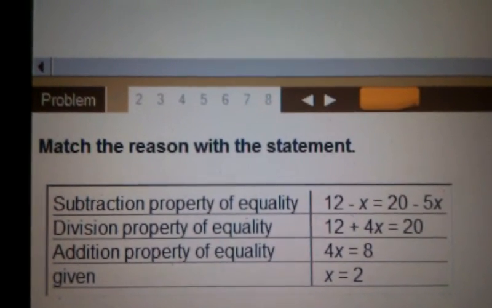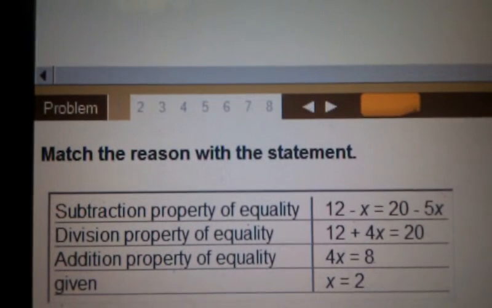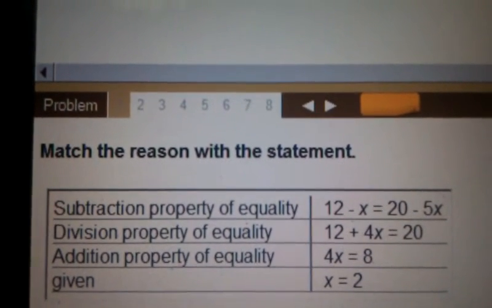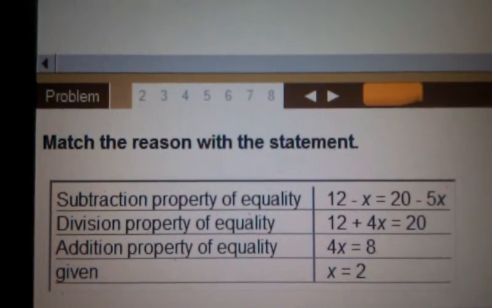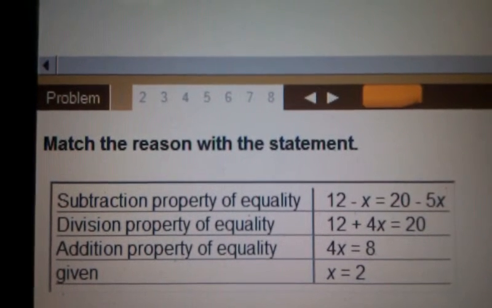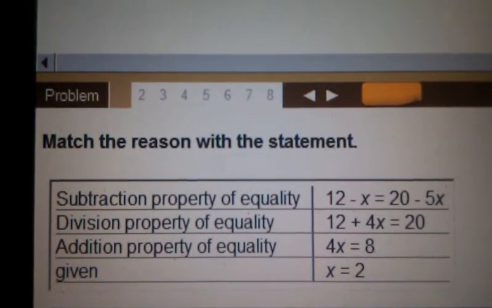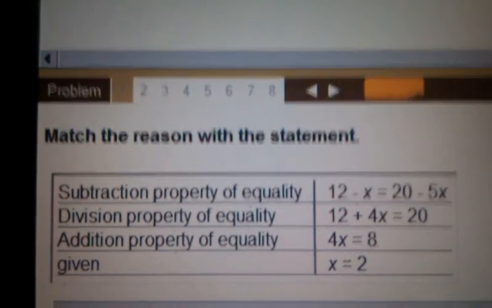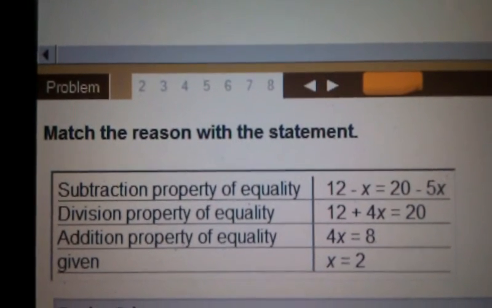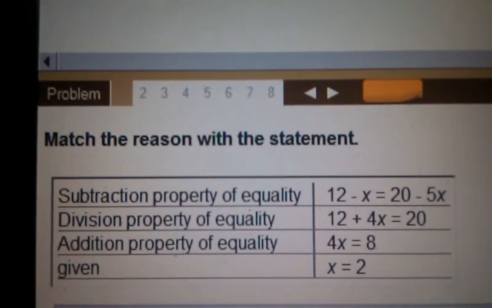It looks like the 5x is missing. So how would we get rid of the 5x? It says minus 5x, so we're going to have to add 5x to both sides, right? Which would be the addition property. So the addition property is going to be second.